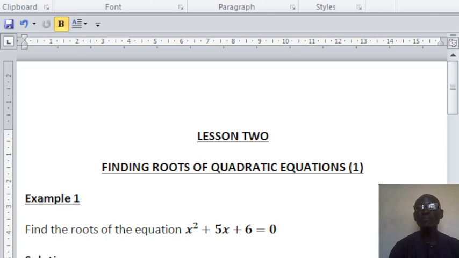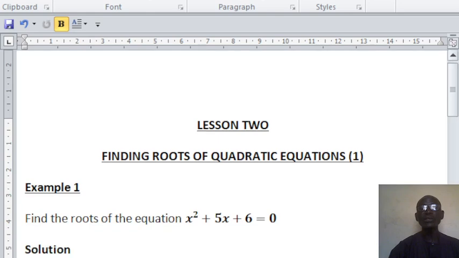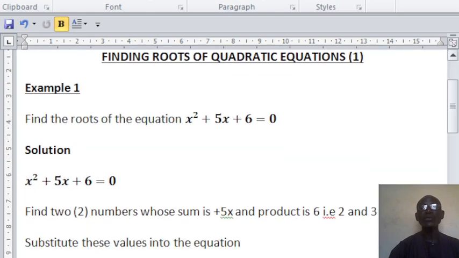You are all welcome. We are in lesson 2 now. We'll be looking at finding roots of quadratic equation 1. So we'll take our first example, which reads thus. We are asked to find the roots of the equation x squared plus 5x plus 6 equals 0.